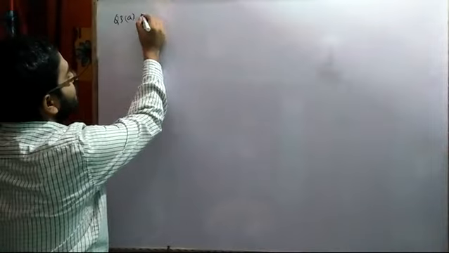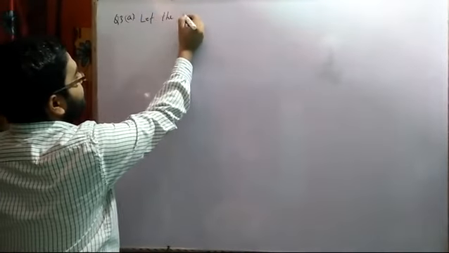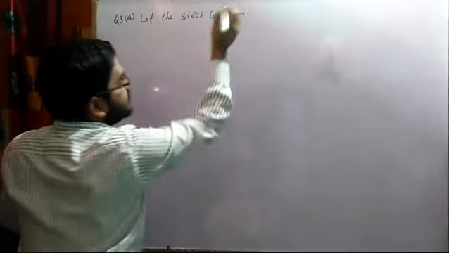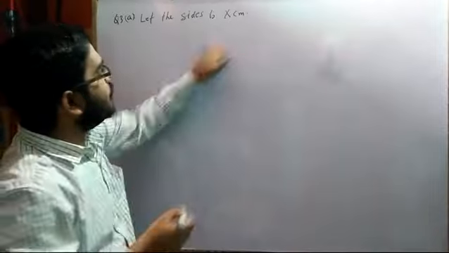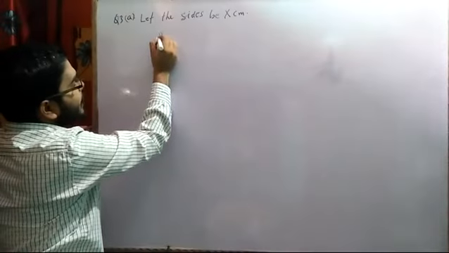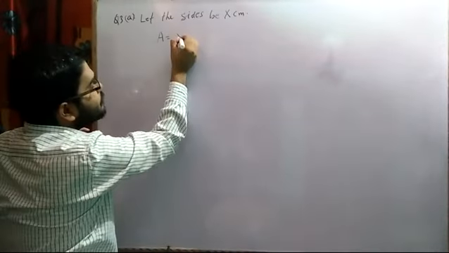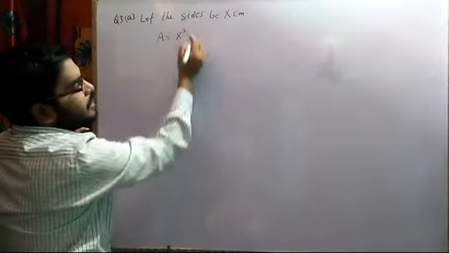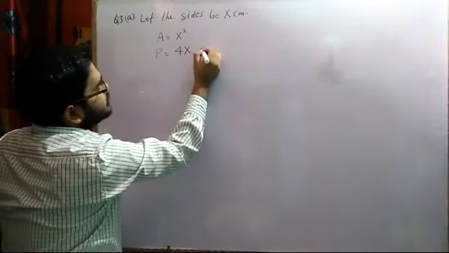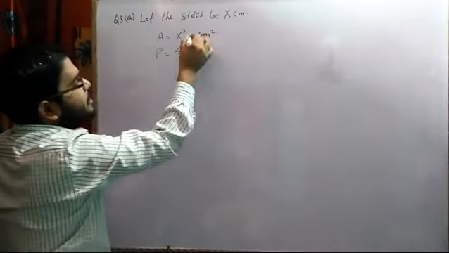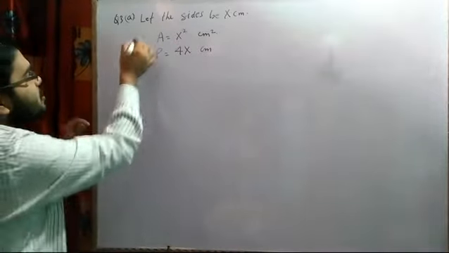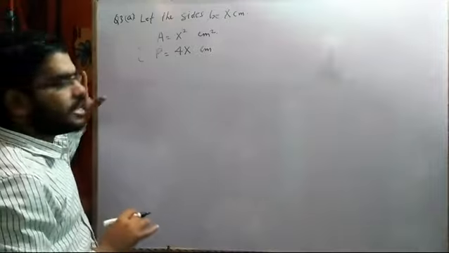So let the sides be x centimeter. If the side is x centimeter, then area A is equal to x square, and perimeter will be equal to 4x centimeter, obviously units will be there. Area is equal to x square and perimeter is equal to 4x. This is the original figure, area and perimeter.